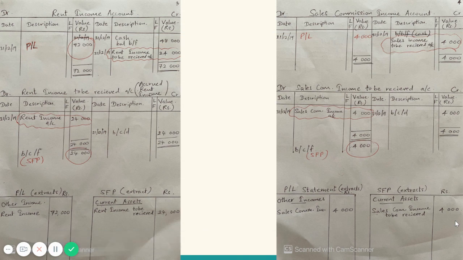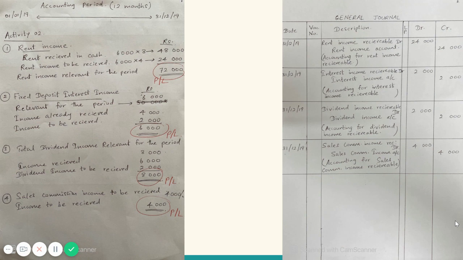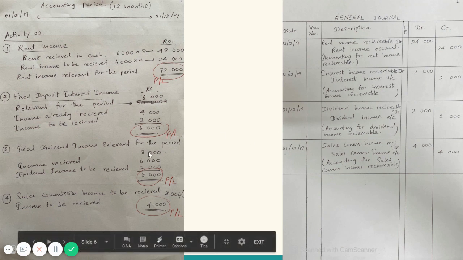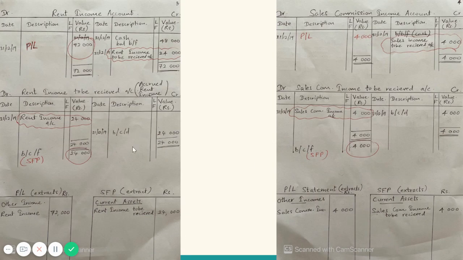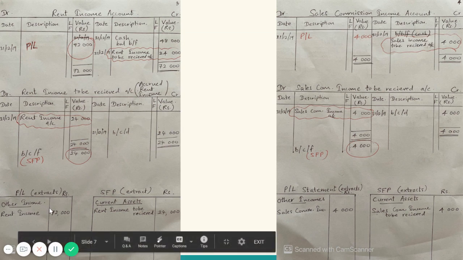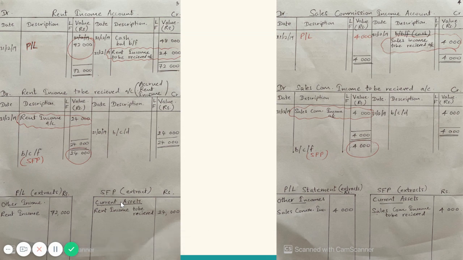So this is how we are going to calculate the relevant figures, and this is the accounting part. It starts from here. First we are going to record it in the general journal. Then we will be recording them in the relevant ledger accounts, and then we have to extract them to the profit or loss statement and the statement of financial position, which are known as the two financial statements of ours. So that is the end of the second type of adjustment, income receivable.